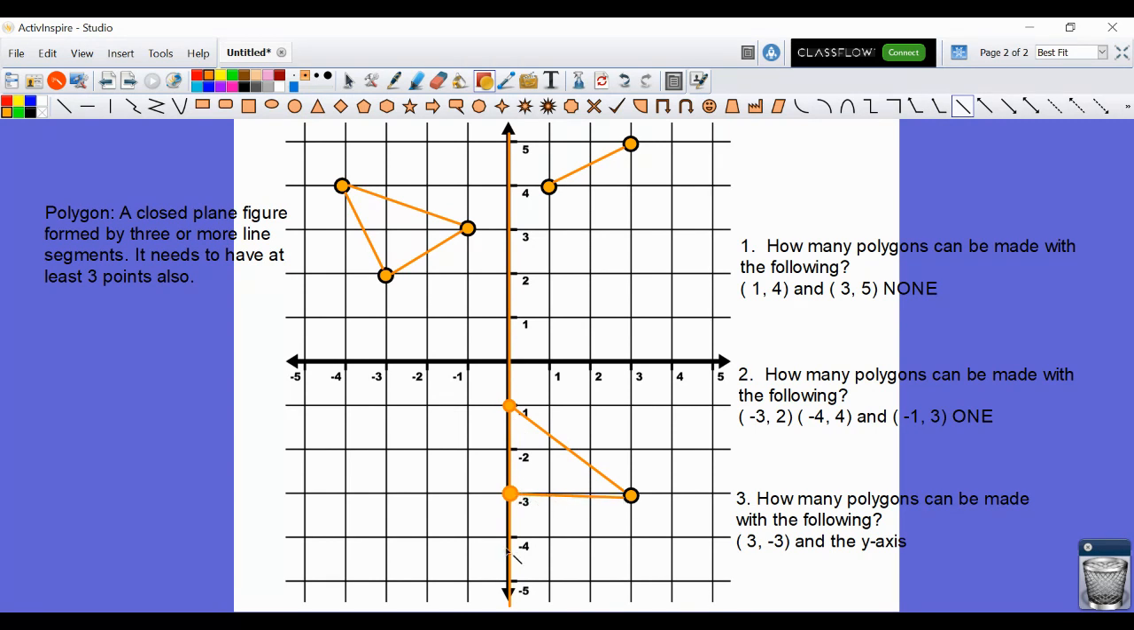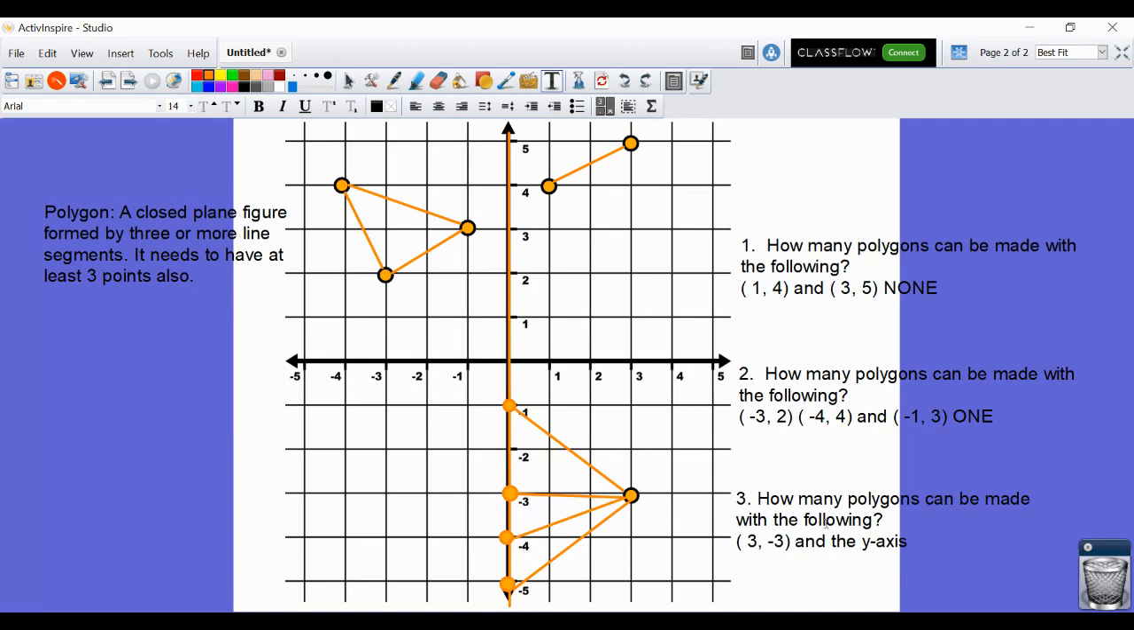We could also have points here and here. And guess what? We could also connect our points and make a different polygon. So could we make more than one polygon using the y-axis and 1 point? Yes, we can. We can make more than one. Now the difference is these would only be 3-sided. So in that instance, we would have more than one 3-sided polygon.